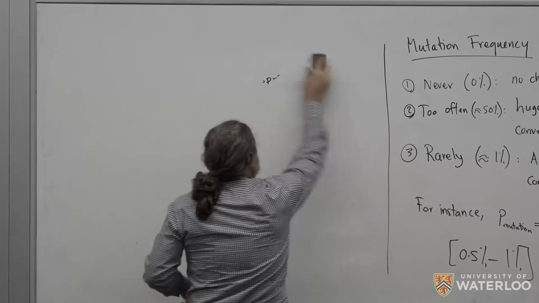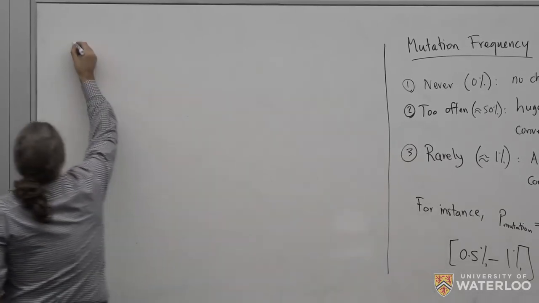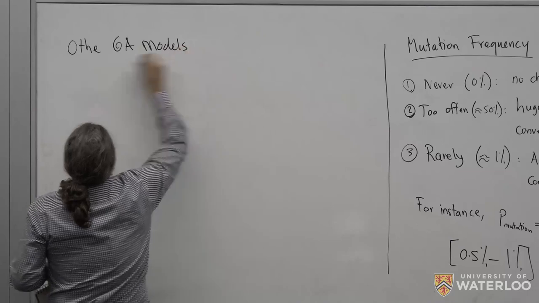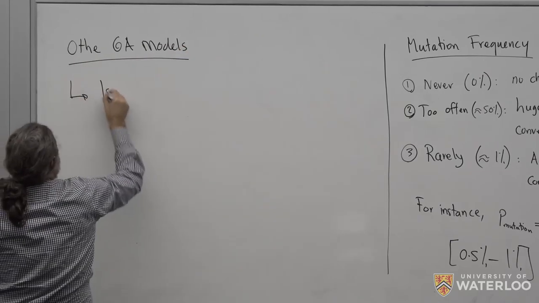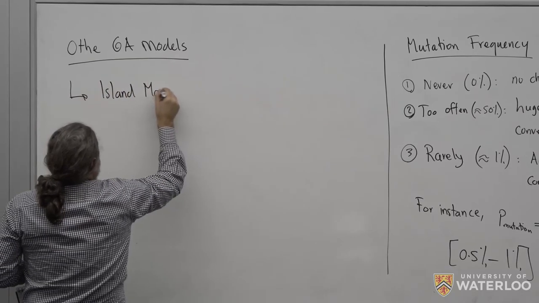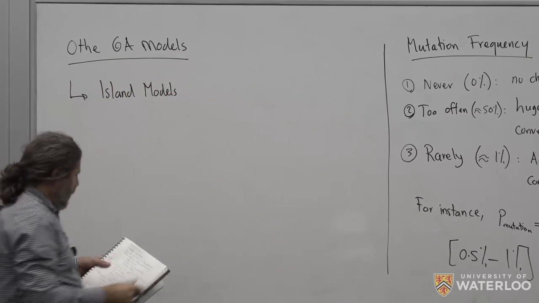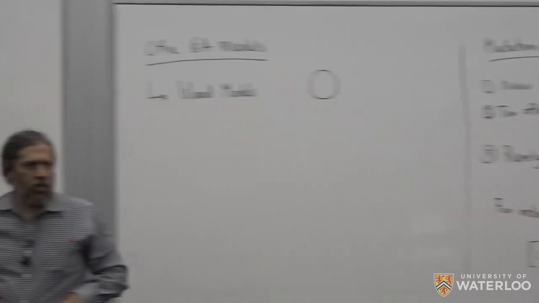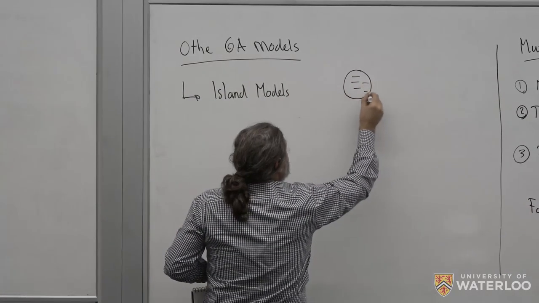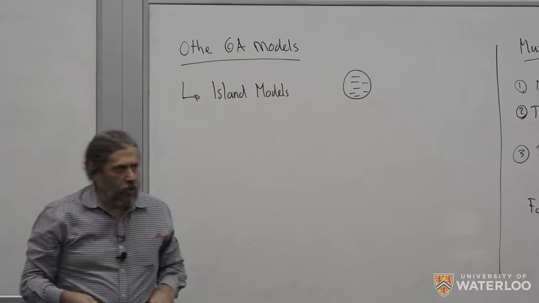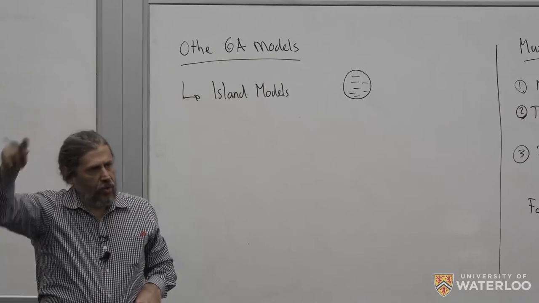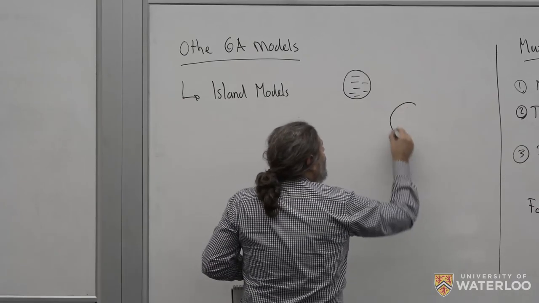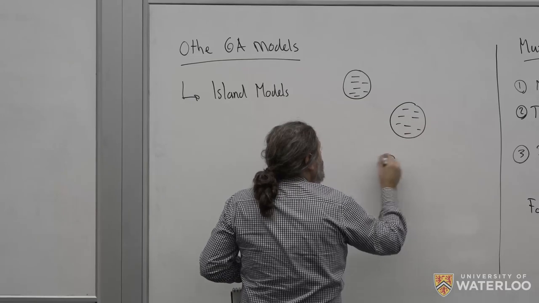So, what are other models? Well, there are many models. Other GA models. Maybe I'm just so excited, I just want to know ahead of time. Island models were quite interesting. And so we said you have a population, and inside that population you have a lot of chromosomes. And then you apply whatever I talked about. You apply selection, crossover, mutation, added to the population if good enough. Now, what happens if I have another population?